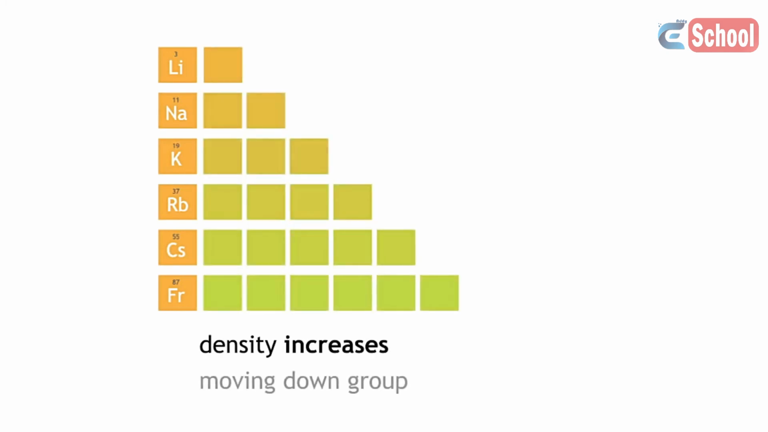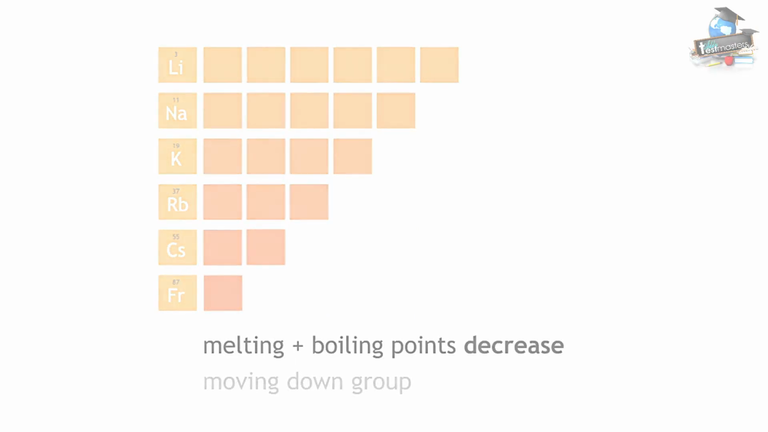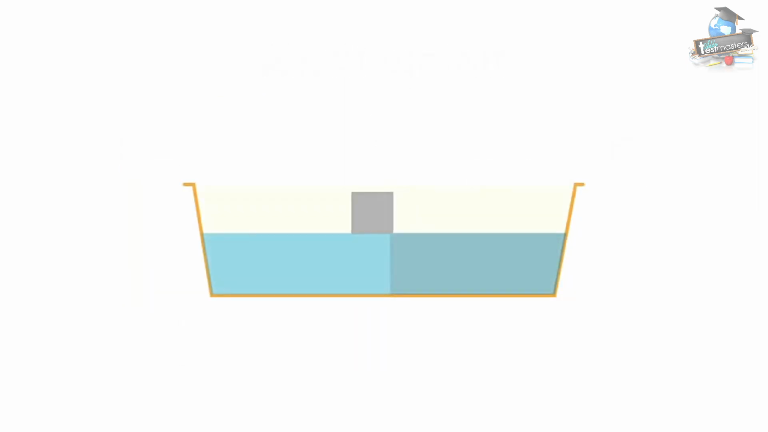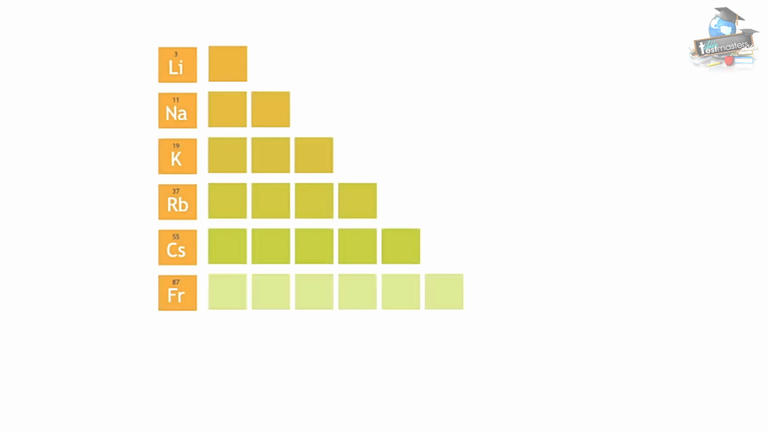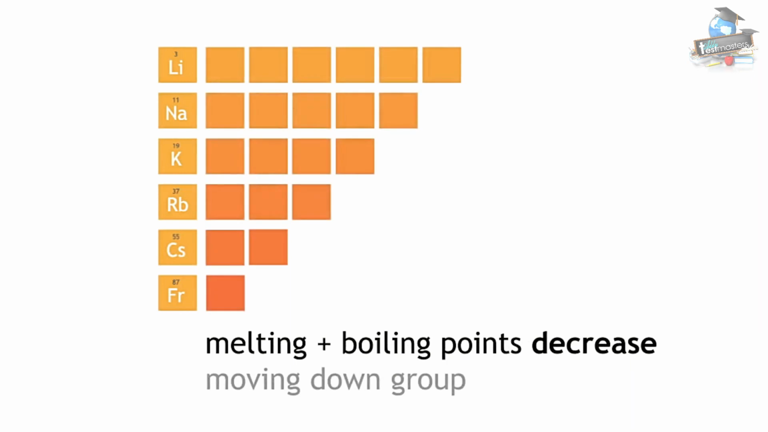There are also other observed trends moving down the group. Their density increases, and their melting points and their boiling points will decrease. In summary, the alkali metals are the group 1 metals. They react with water to produce hydrogen gas and their corresponding metal hydroxide. Moving down the group, softness of the metal increases, reactivity with water increases, their density increases, but melting points and their boiling points will decrease.